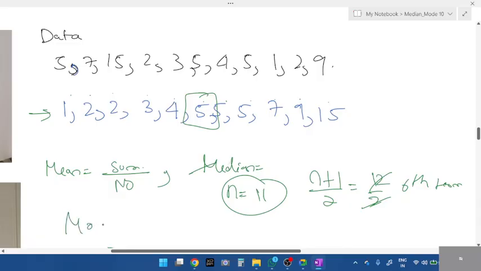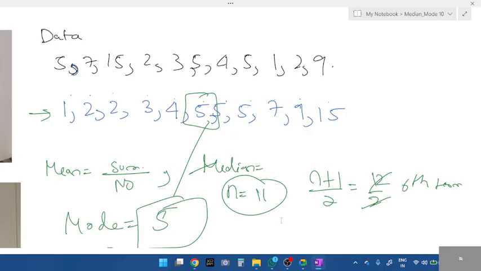Same question. Look how easy mode is. Mode is nothing but which one is present more number of times? Which value? 5 is the answer. That's the reason I told you all mode concept is very simple. All this I'll make you all revise. Tomorrow in detail I'll explain everything.